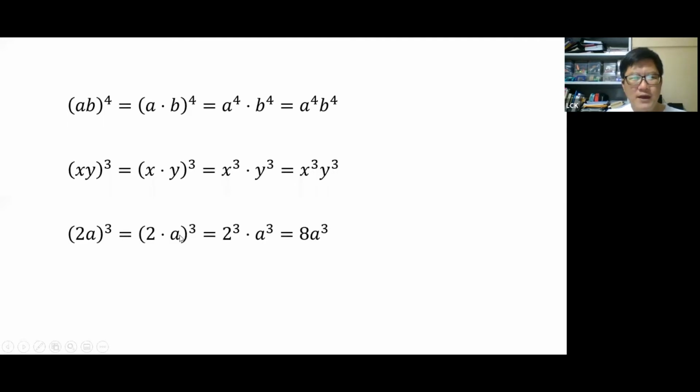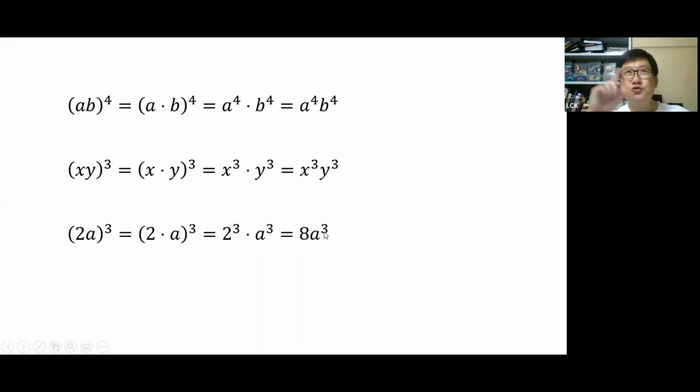All right, 2a to the power of 3. A little bit strange because you have a number. The number is 2. Same, although it's a number, no difference. It's 2 times a. 2a means 2 times a. And again, you have 2 to the power of 3 and then a to the power of 3. So 2 to the power of 3 is simply 8.